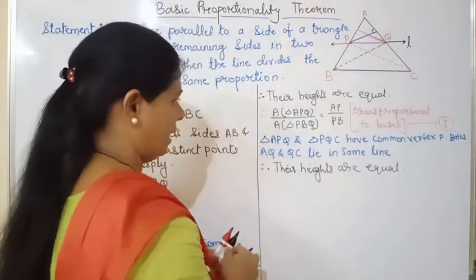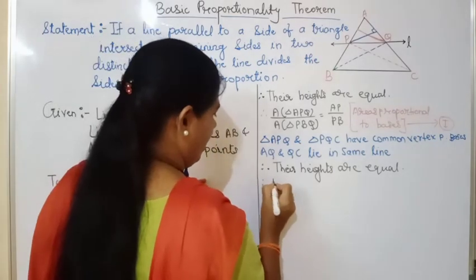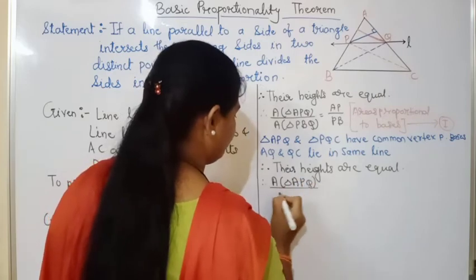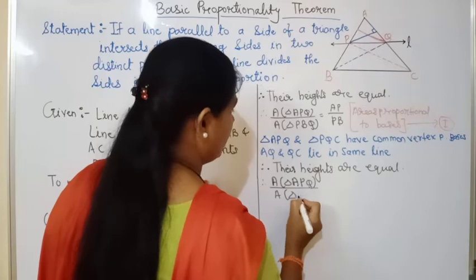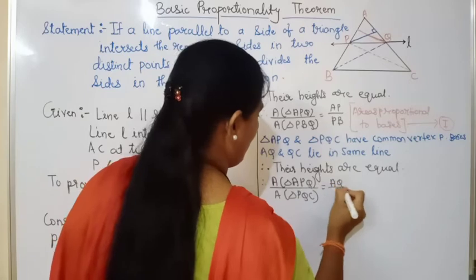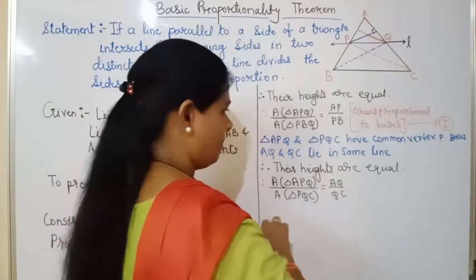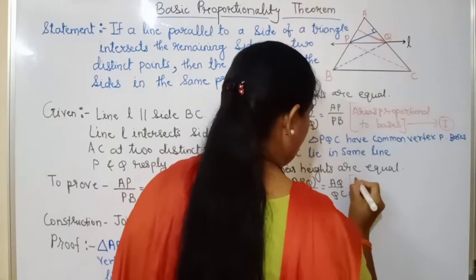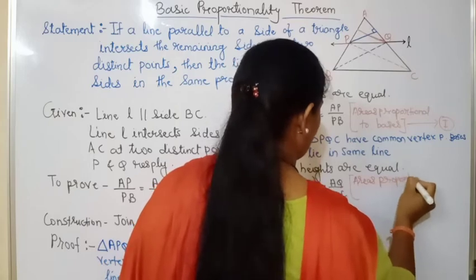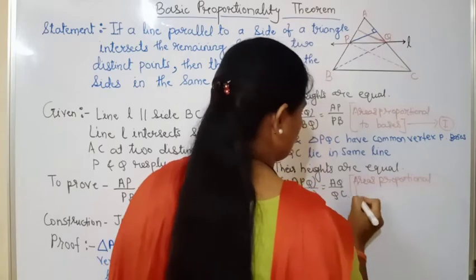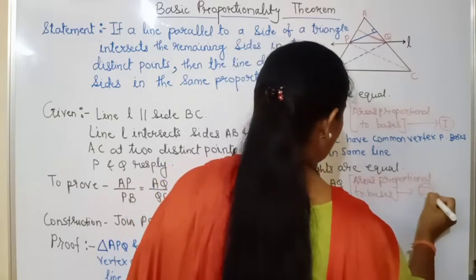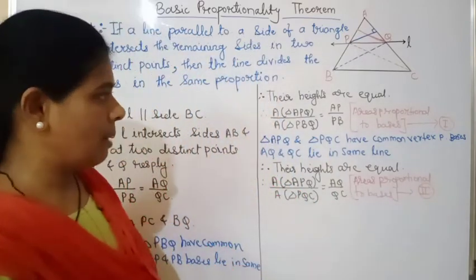So now we'll write their areas. Therefore area of triangle APQ upon area of triangle PQC is equal to AQ upon QC. In bracket we'll write the reason: areas proportional to bases. And we'll number it as number 2. So we got number 1 and 2.